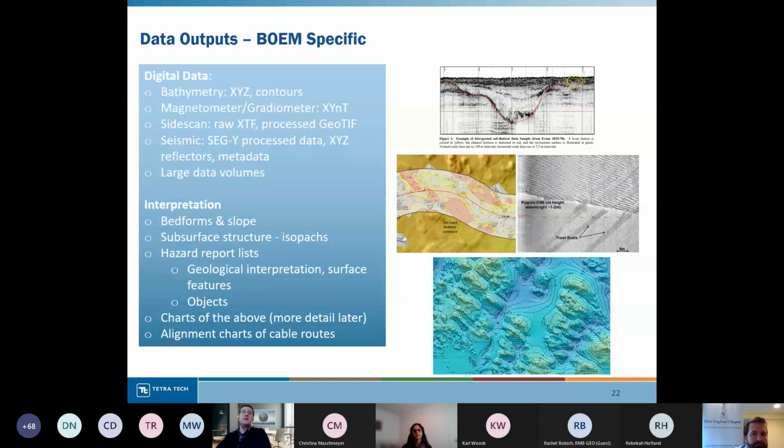None of these are particularly surprising, but you'll want to provide geotiffs, XYZ data, contours, SEG-Y, and then start doing some basic interpretation and feeding all this data towards the large amounts of reporting, which Corey will talk about now. So that's it from me, and back to you, Corey.